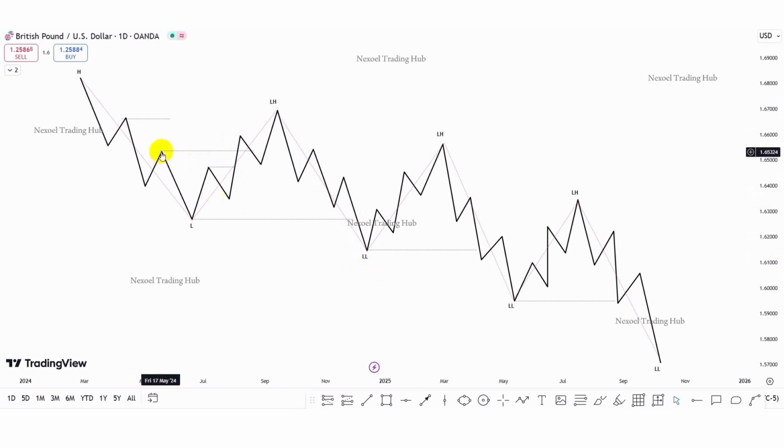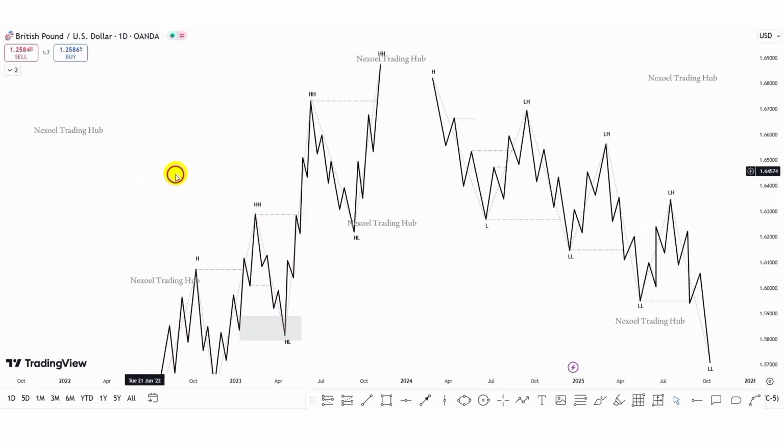So these are what we call the internal liquidity. The institutions will push price to grab all internal liquidity and then push price to the downside to take out the external liquidity. This high here is what we call the buy side liquidity. The low here is the sell side liquidity. So when you have your structure and you're identifying it, you must understand that the high is the buy side, the low is the sell side liquidity.